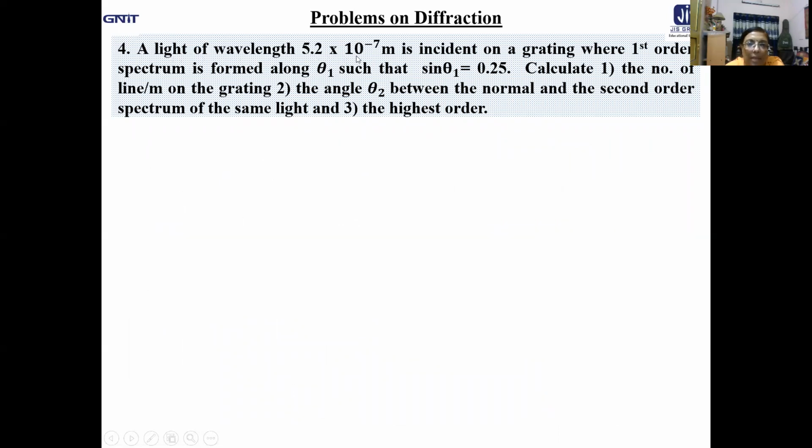A light of wavelength 5.2 into 10 to the power minus 7 meter is incident on a grating where the first order spectrum is formed along theta 1 such that sine theta 1 equal to 0.25. Okay. First order spectrum, we already looked at those things in the previous problems. Now calculate the number of lines per meter on the grating, that means capital N but in meters. The angle theta 2 between the normal and the second order spectrum, that means n equal to 2. Here n equal to 1. Of the same light, and the highest order, that means n maximum.